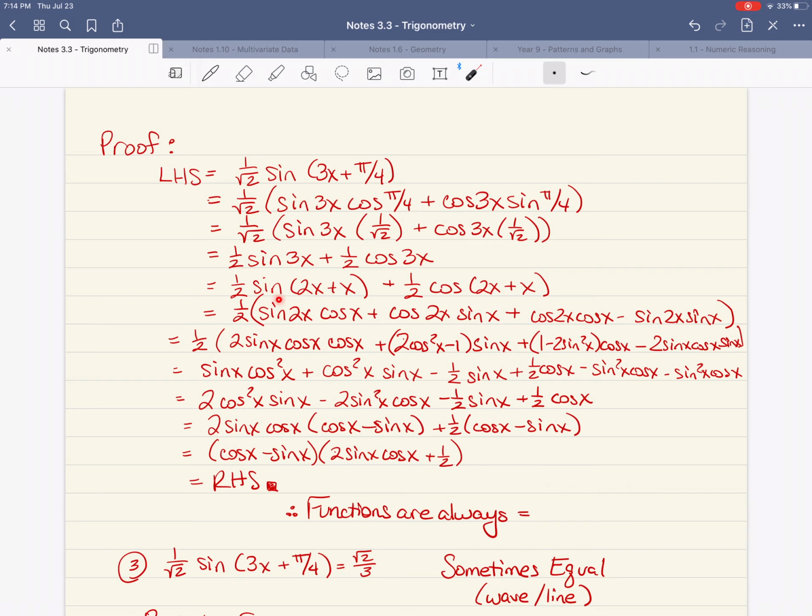So we do to this line here what I did to this line here. Sine A cosine B plus cosine A sine B. Now, at this point, I factored out the 1 half from the whole thing. Then I have cosine A cosine B minus sine A sine B. So you write that out.